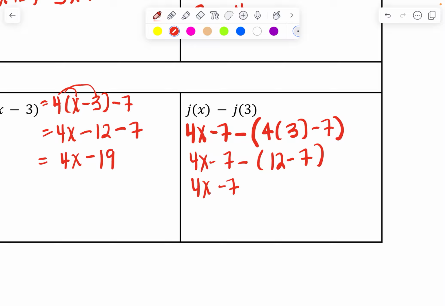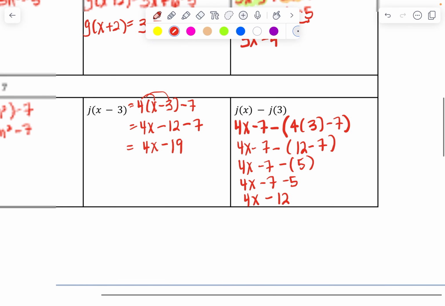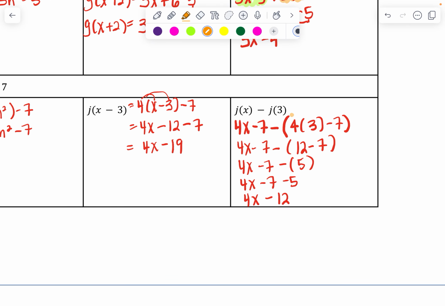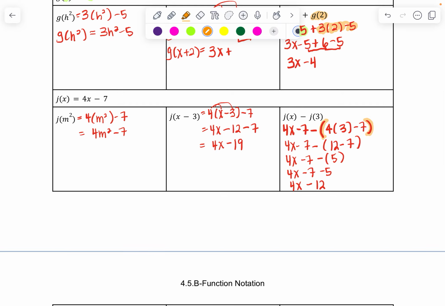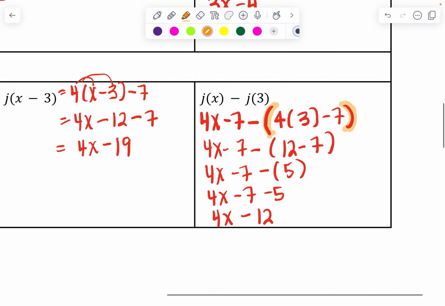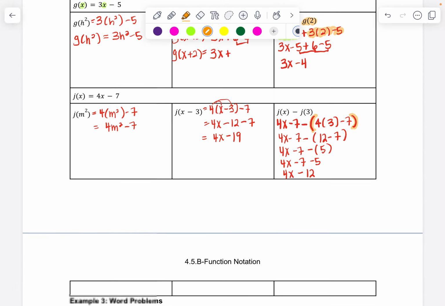4x take away 7, take away 5. We'll leave this with 4x, take away 12. The reason I had to have these parentheses here is because I was subtracting. I need to make sure that I find that whole j of 3 first and then subtract it from j of x. Let me re-say that. We need to make sure that we find j of 3 first and then take it away from j of x.